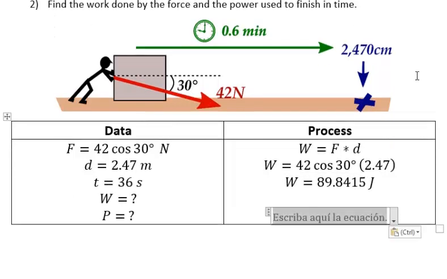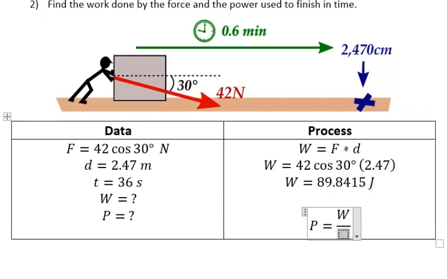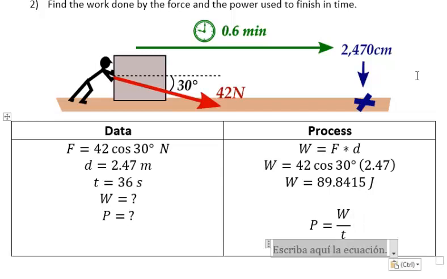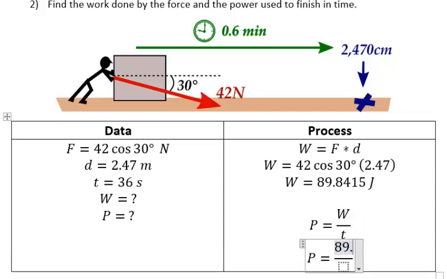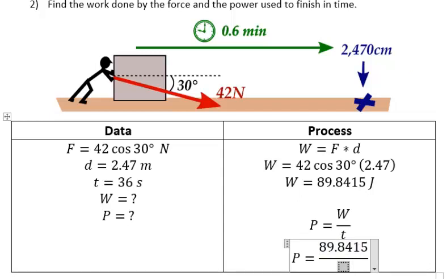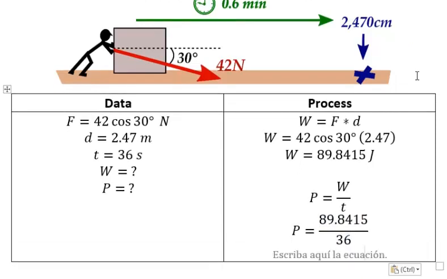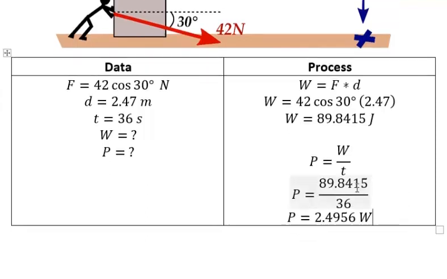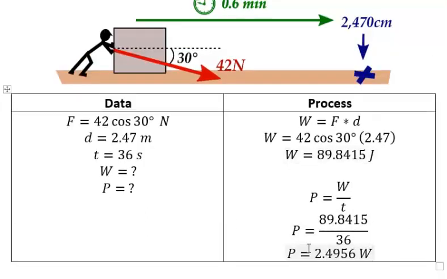Okay. Now that we have work, we can find the power. Power equals work divided by time. That means power equals 89.8415 divided by 36 seconds, right? So the power, if I divide those things, will give me a power of 2.4956 watts, right? Now that we found work and we found power, that's it.